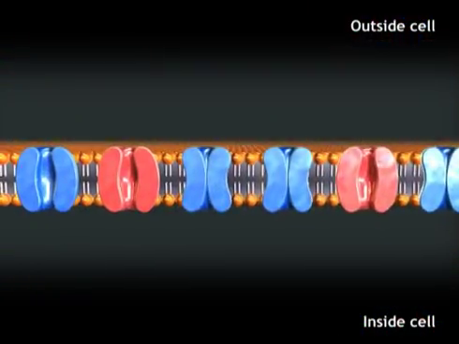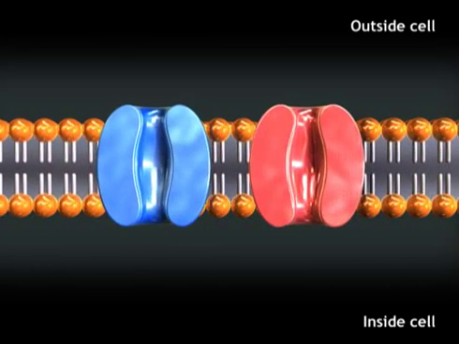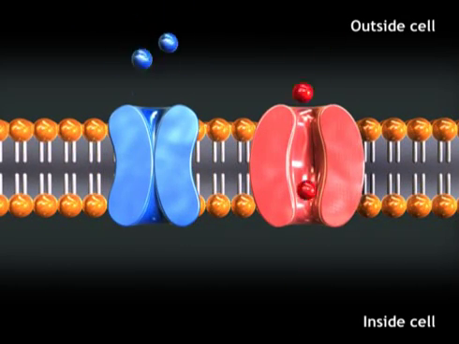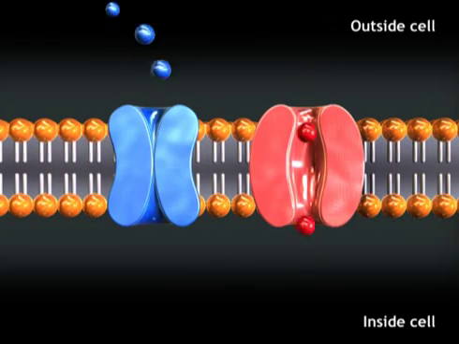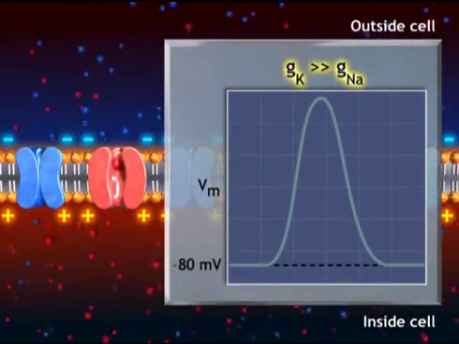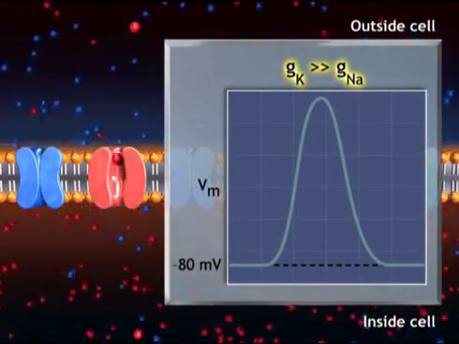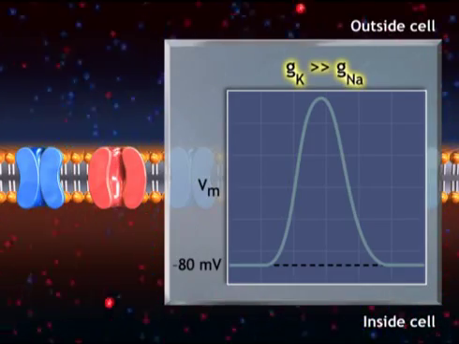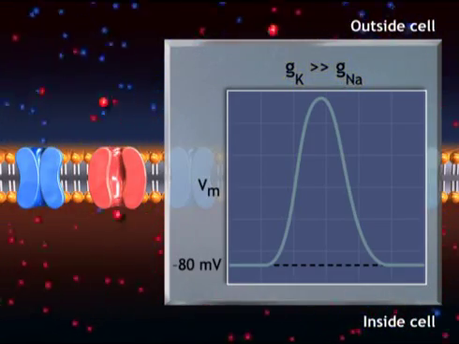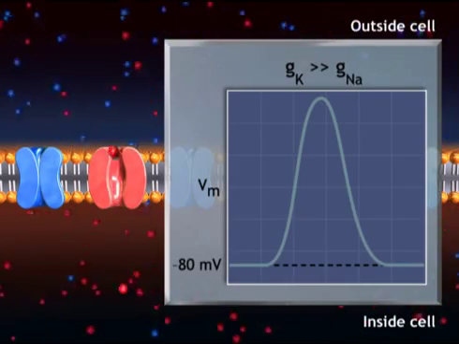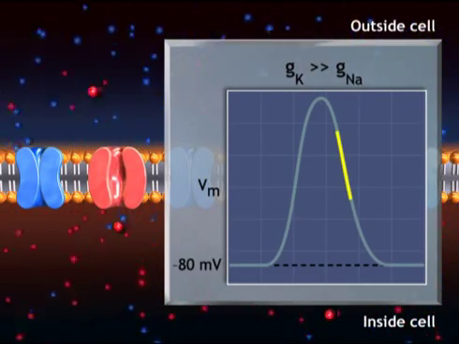Now, when we close the sodium channels, the positive charge that has accumulated inside the cell provides the driving force to push potassium ions out through their open channel. Now, potassium conductance exceeds sodium conductance. Potassium efflux takes the membrane potential back toward the equilibrium potential for potassium. This represents the falling phase of the action potential.